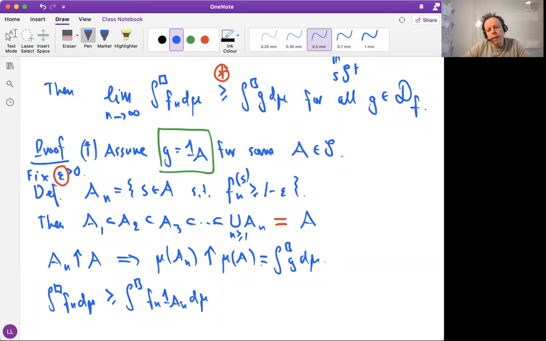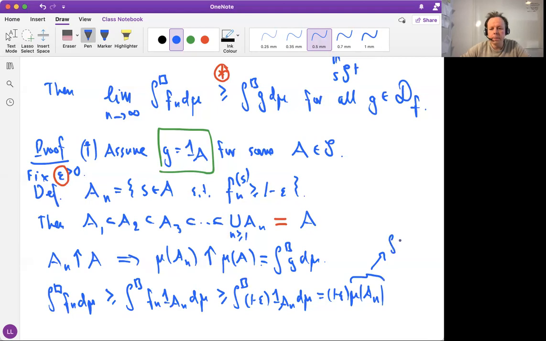And on the set An, Fn is at least 1 minus epsilon. So then this is bigger than the function where Fn is replaced by 1 minus epsilon times indicator An. By the linearity of the simple integral, we can bring 1 minus epsilon in front. So this is equal to 1 minus epsilon times mu of An. And now we know that mu of An converges to the integral of G.